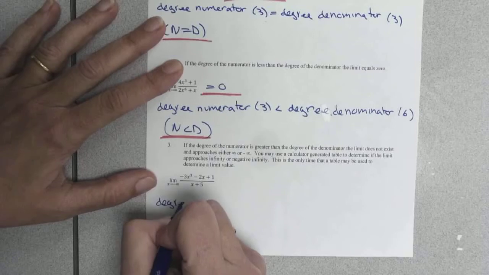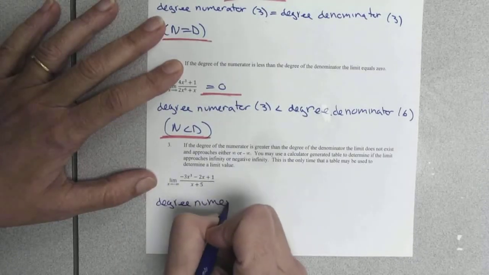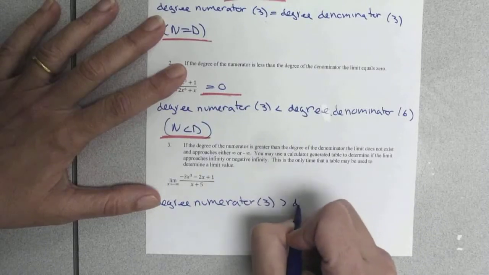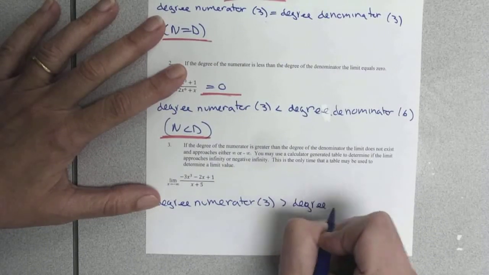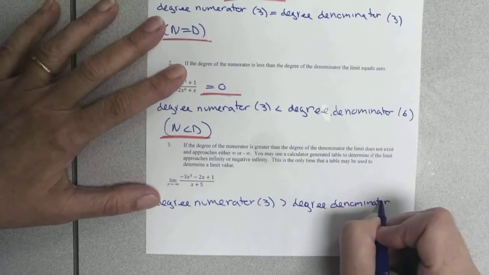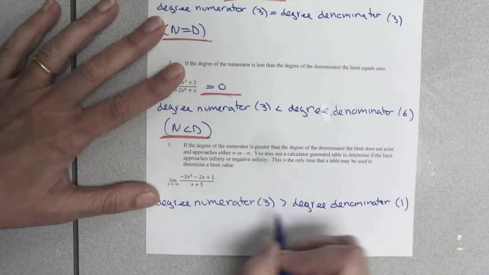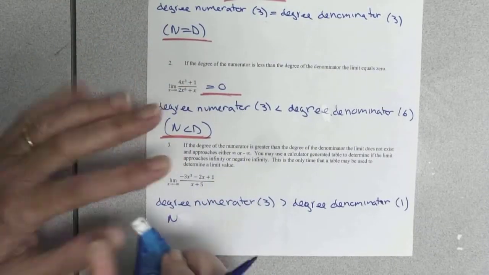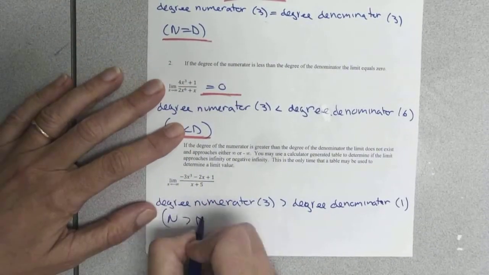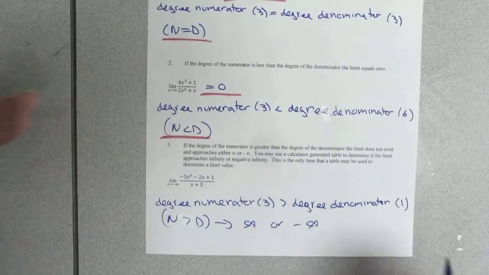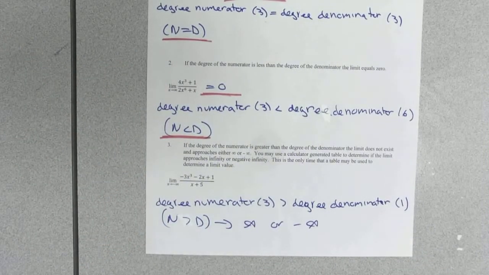So we've got the degree of the numerator equal to 3, which is greater than the degree of the denominator, which happens to be 1. So the numerator is greater than the denominator. And so that makes the answer either infinity or negative infinity. Now somehow you have to figure out which it is.